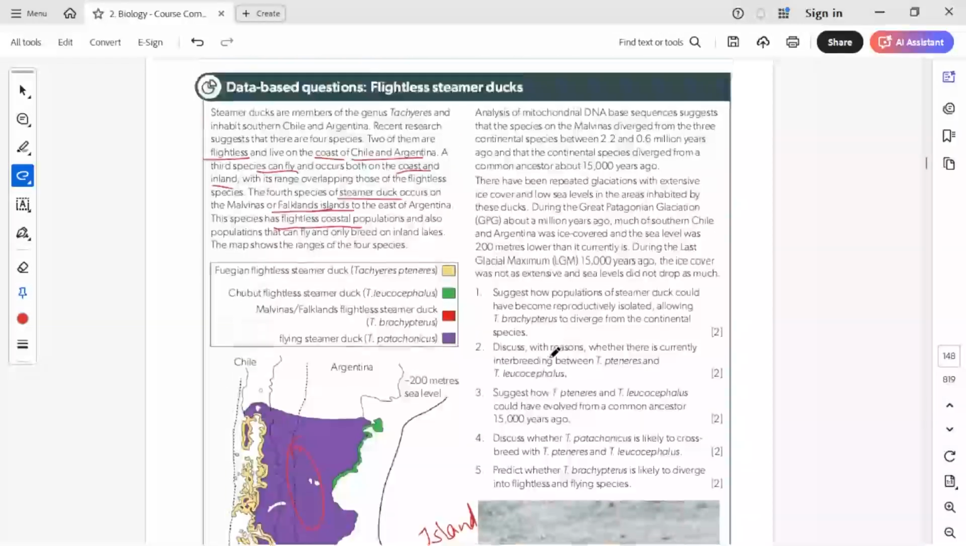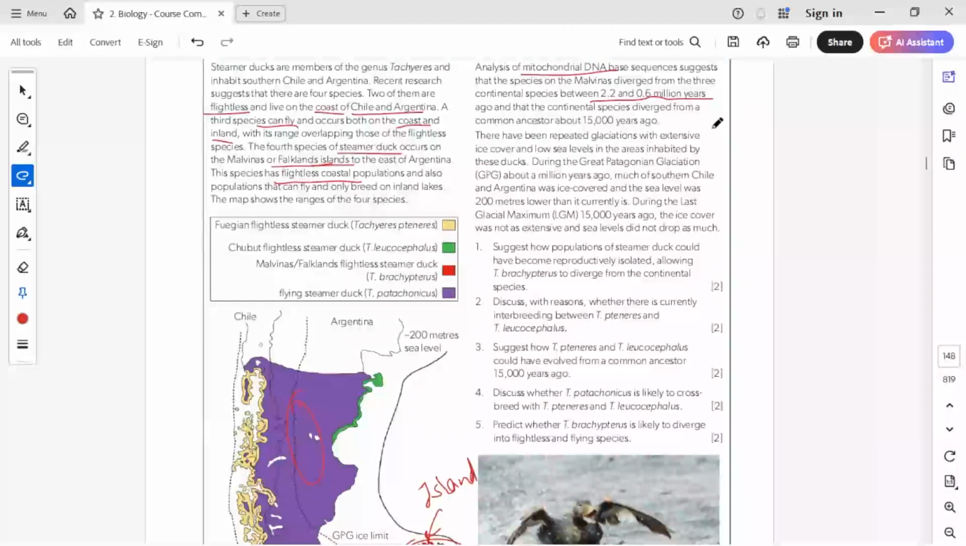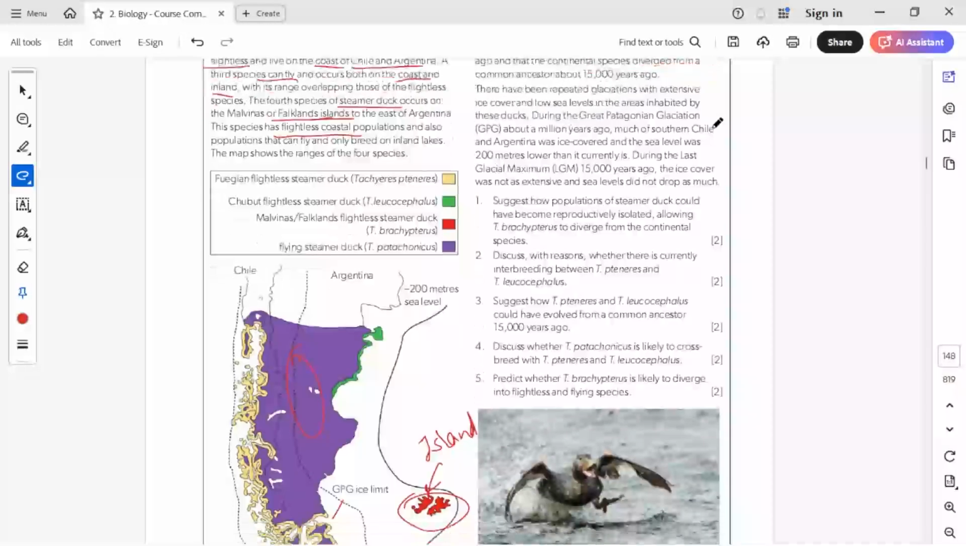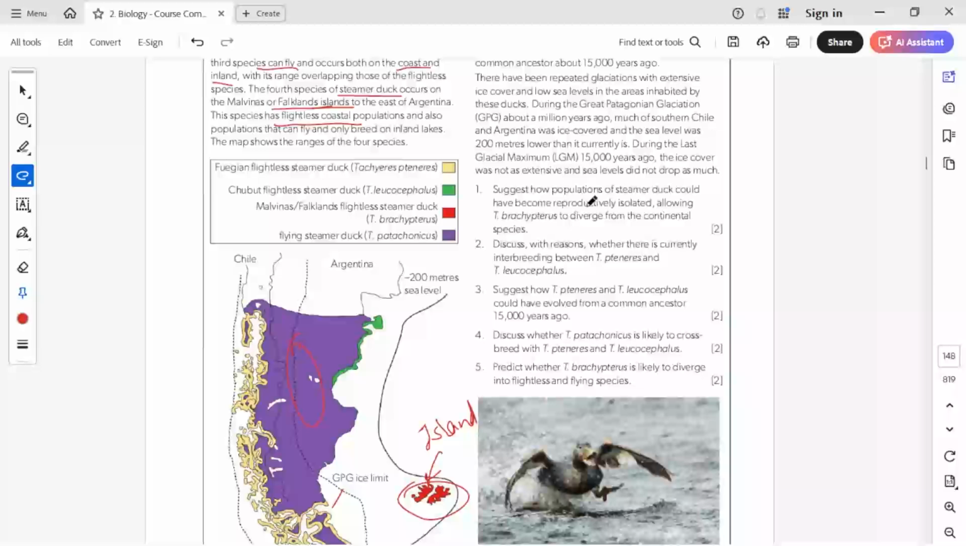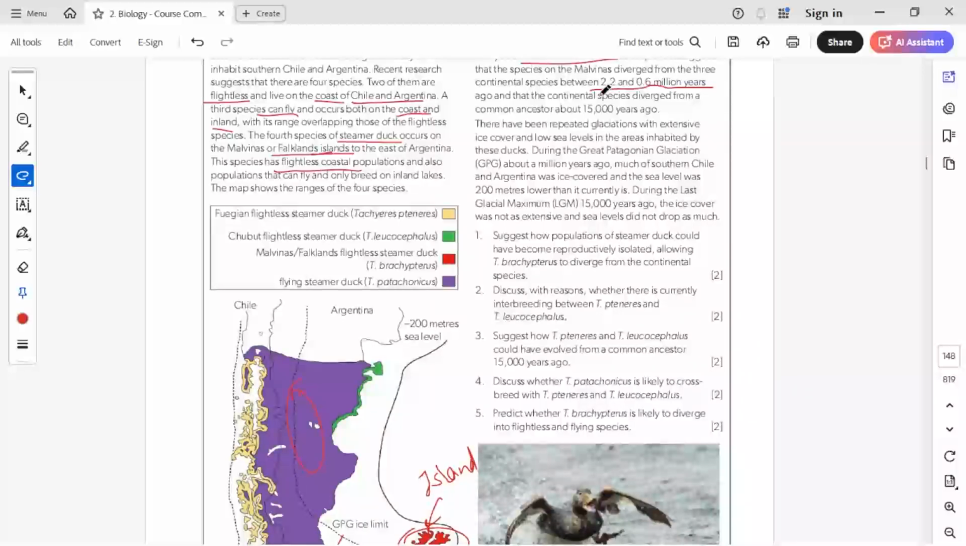Okay, this is a little bit more information. Analysis of mitochondrial DNA sequences suggests that the species on Malvinas diverged from the three continental species between 2.2 and 0.6 million years ago. So which one is the Malvinas? Okay, this one. So the red one actually diverged from the other three species a very long time ago, that is 2.2 to 0.6 million years ago.